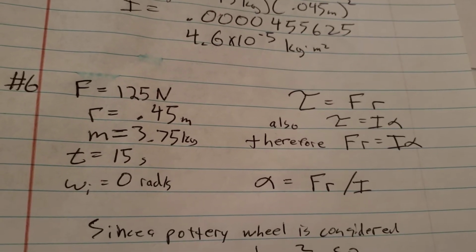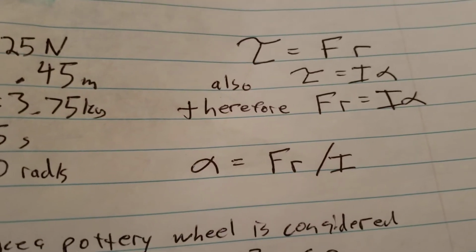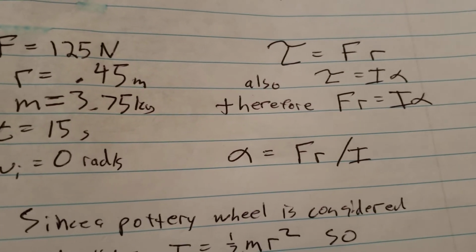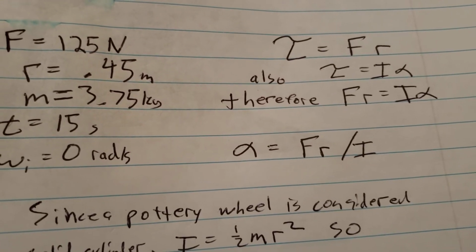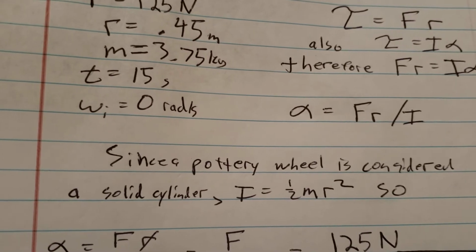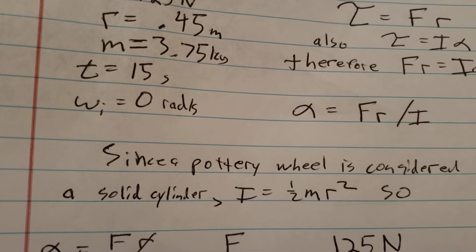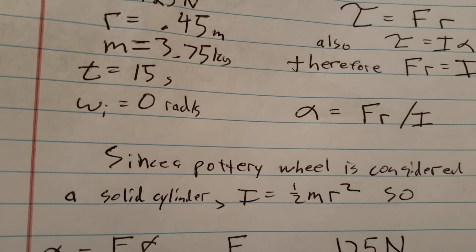So if torque is equal to Fr and torque is equal to I alpha, then Fr is equal to I alpha. And if we rearrange that, we get that alpha is equal to force times radius divided by I. A pottery wheel is considered a solid cylinder, and therefore I is equal to 1/2 m r squared, just like it was in the previous problem.